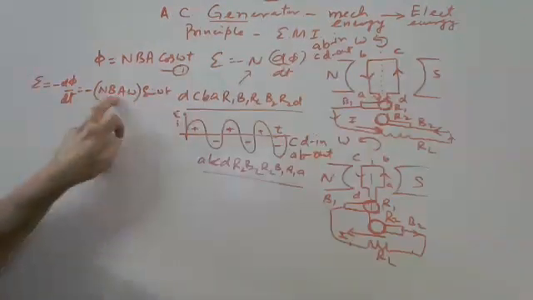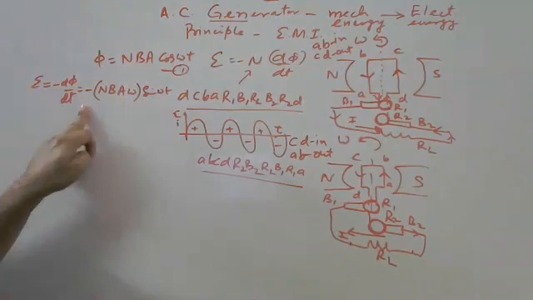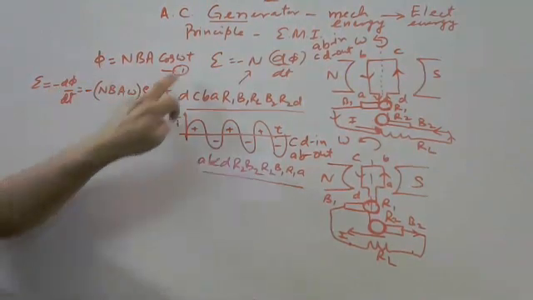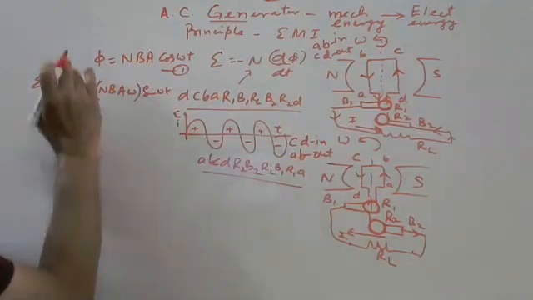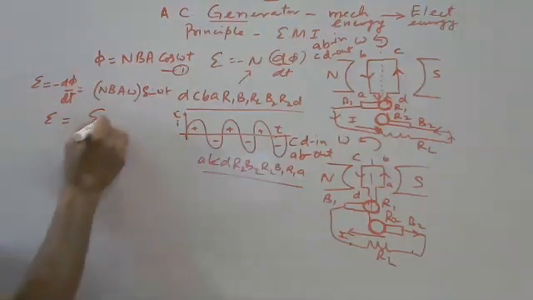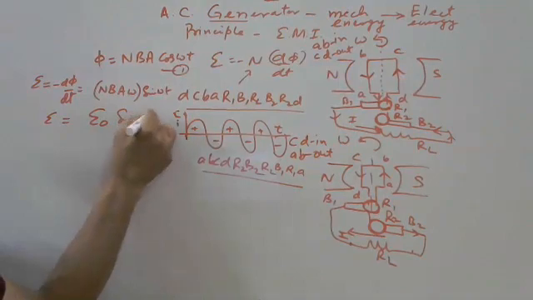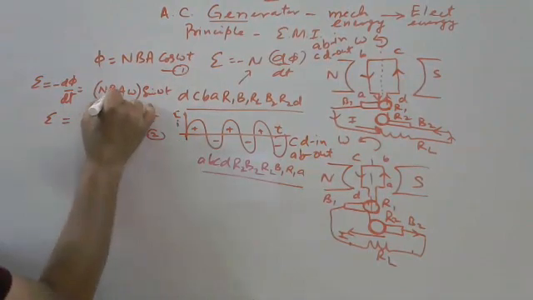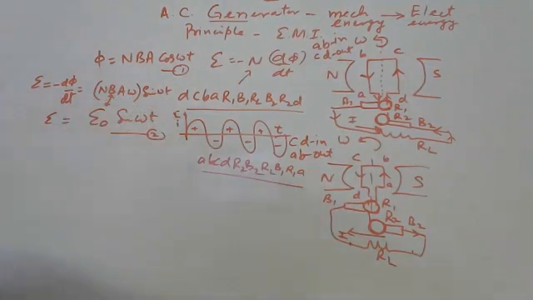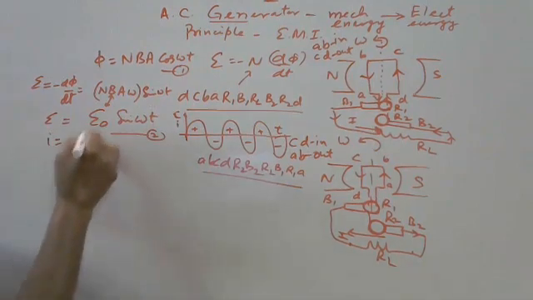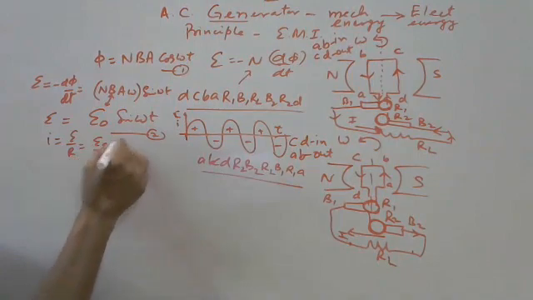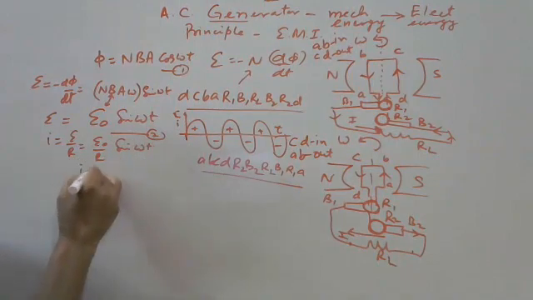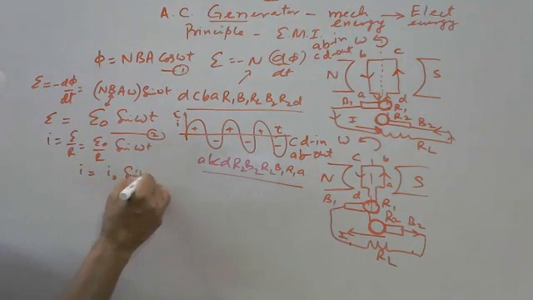What is the reason for the minus here? The minus comes because of the differentiation, and it becomes plus. It can be written as E naught sin omega t. What is E naught? E naught is the maximum value of EMF. And current can be written as E by R, or E naught by R sin omega t. It can be written as I naught sin omega t.